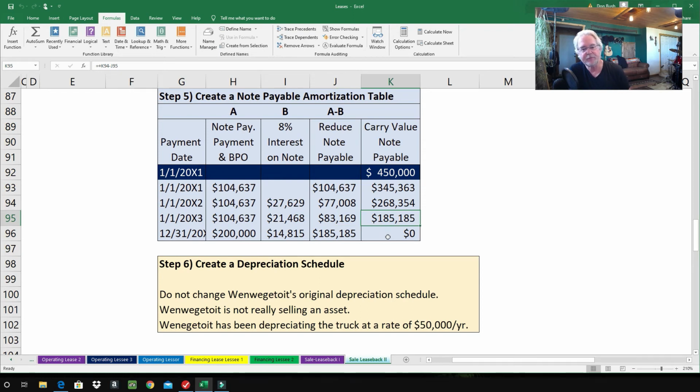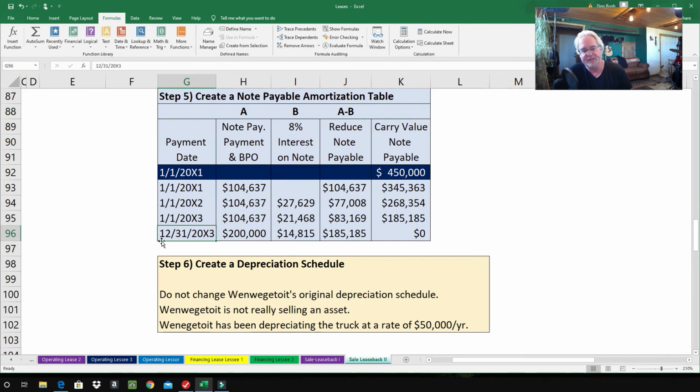185. Well, at the very end of the lease on December 31st, 2003, I'm going to make this a little bit bigger so you can see it. December 31st, 2003, at the very, very end of the lease, when we get to construction, is paying that bargain purchase option. So check this out. The bargain purchase option shows up right here, $200,000. And there is interest. How was that calculated? Well, it's 8% of the previous value. 8% of 185 is 14,815.